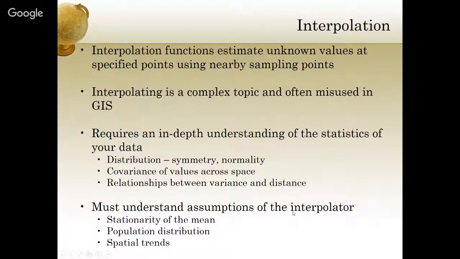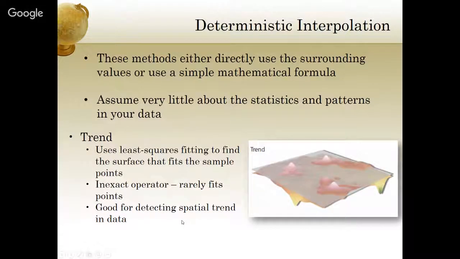Different interpolation schemes also require different things from your data. So some of them will assume or require that the mean of your data is the same everywhere in space, or that there's some sort of normal or log normal or some other particular distribution. And they may or may not be able to account for trends in your data. So what I will show you today are deterministic interpolation schemes, which means that these are going to try to fit your data with some simple mathematical formula, or take a very simple averaging of your data to fill in the gaps between them. So they assume very little about your data, but they don't always give very good results.